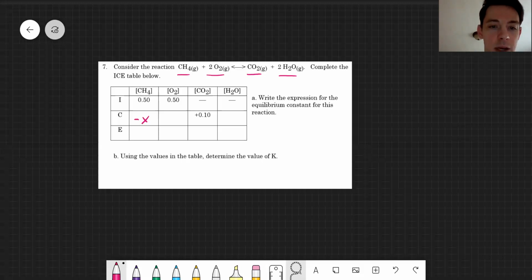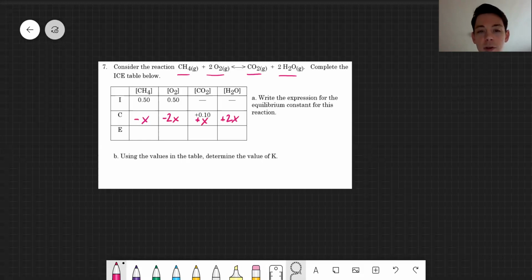O2 is going to be minus 2x because O2 has a 2 coefficient in front of it. CO2 is also x, but it's plus 1x because it's a product, so it's positive, and there's no coefficient. And water is going to be plus 2x. Again, it's a product and it has a coefficient of 2.